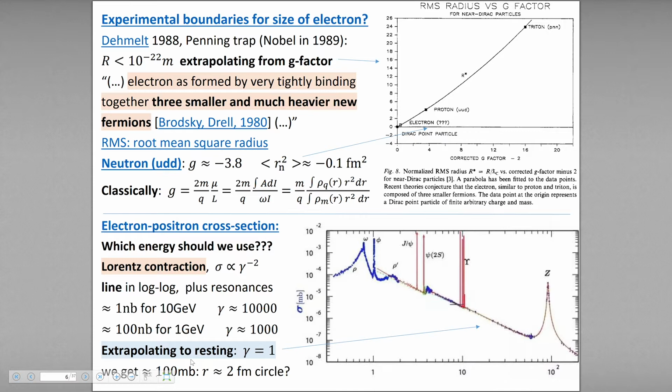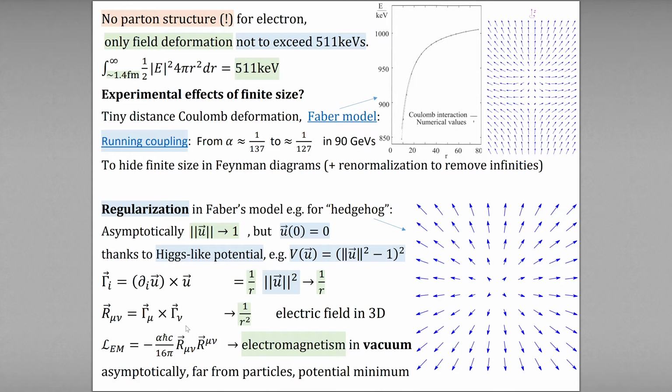Okay, so what does this finite size mean? This deformation in femtometer scale doesn't mean parton structure. So let's emphasize it: we don't need parton structure. It's nearly symmetric. The asymmetry of the electron is the dipole moment, so it's not exactly spherically symmetric, but besides that there is no parton structure, there is only deformation of the electric field here. So the question is, what experimental results imply this deformation in femtometer scale distance?